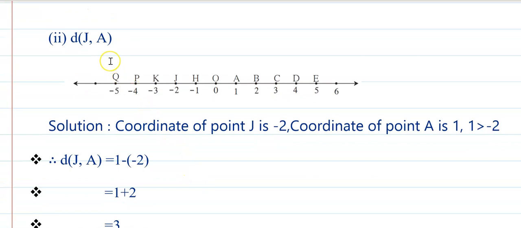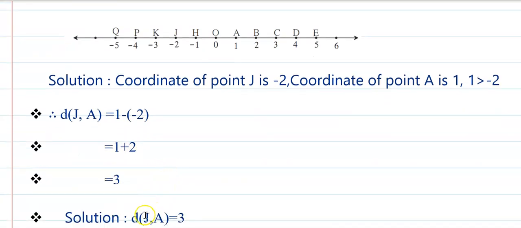Next, distance JA. The coordinate of the point J is minus 2 and the coordinate of the point A is 1. 1 is greater than minus 2. Therefore, the distance JA is equal to 1 minus in brackets minus 2. This minus minus will become plus. Whenever there is a minus sign outside the bracket, the sign changes. That is, this minus will become plus. Therefore, 1 plus 2, that is equal to 3. And hence distance JA is equal to 3.